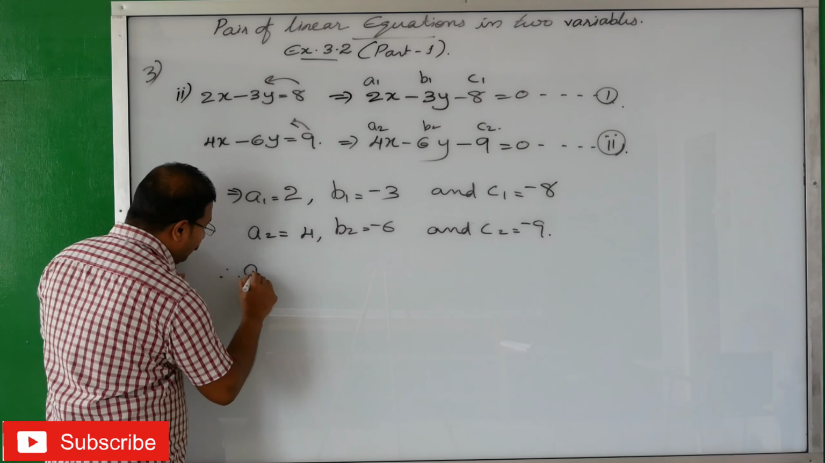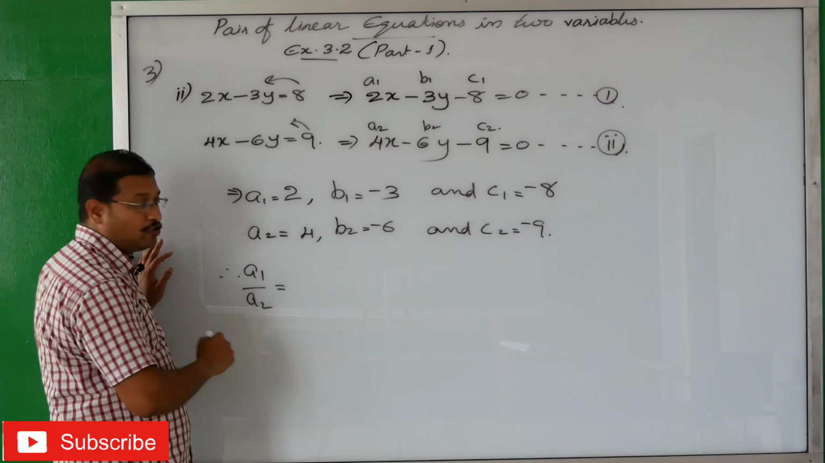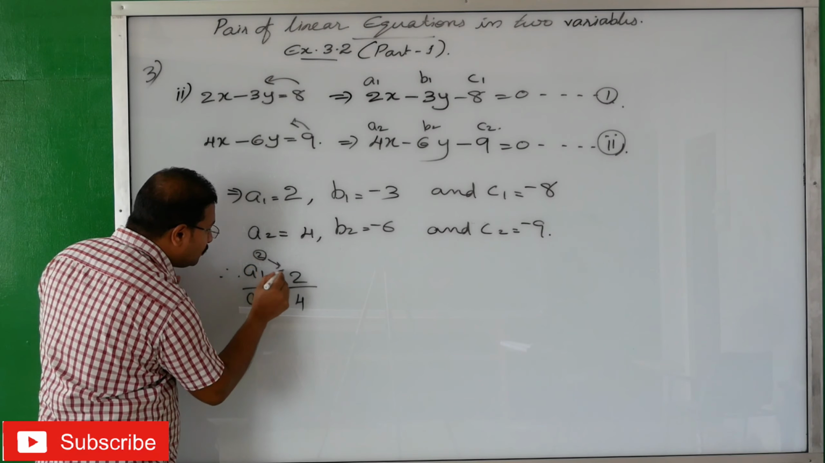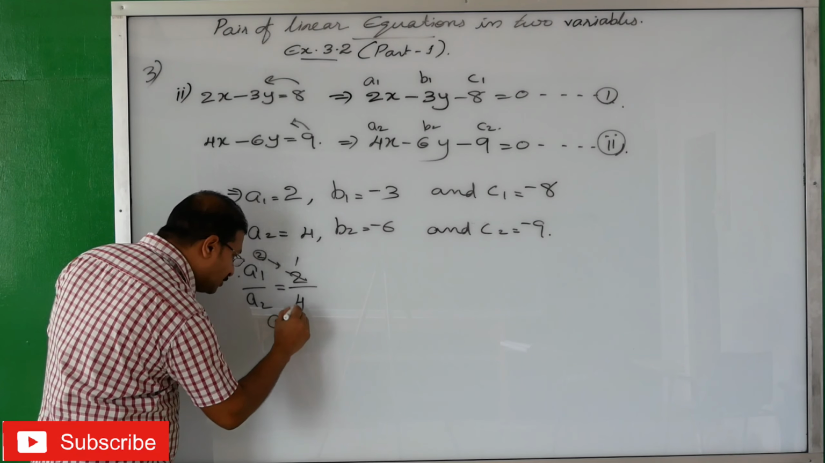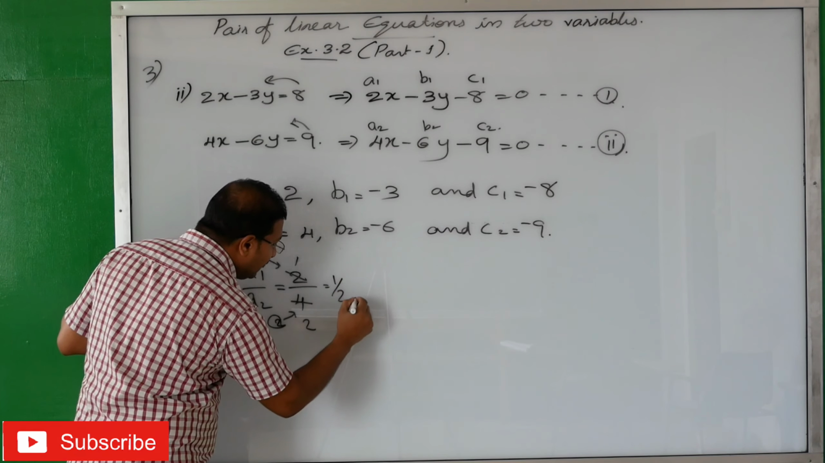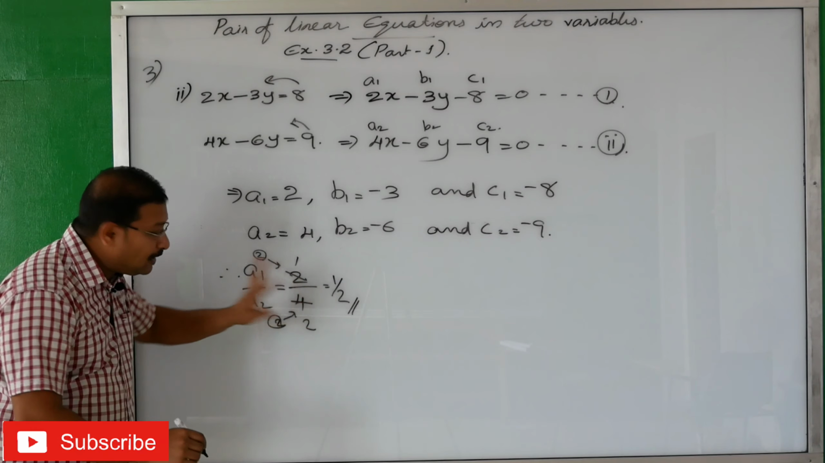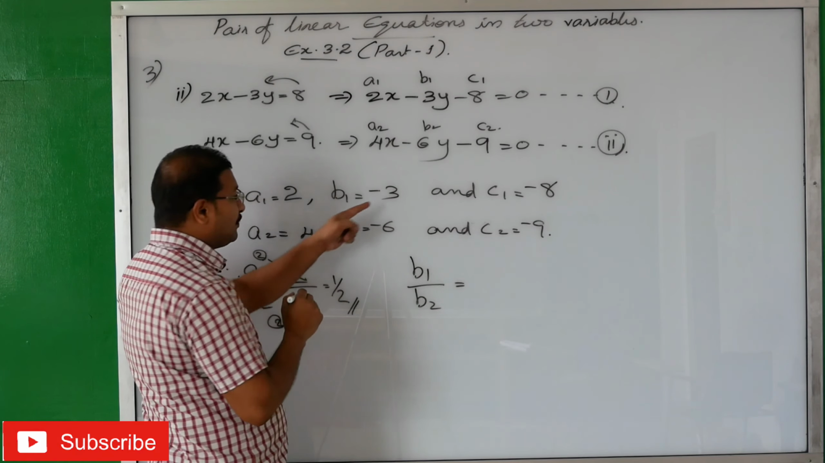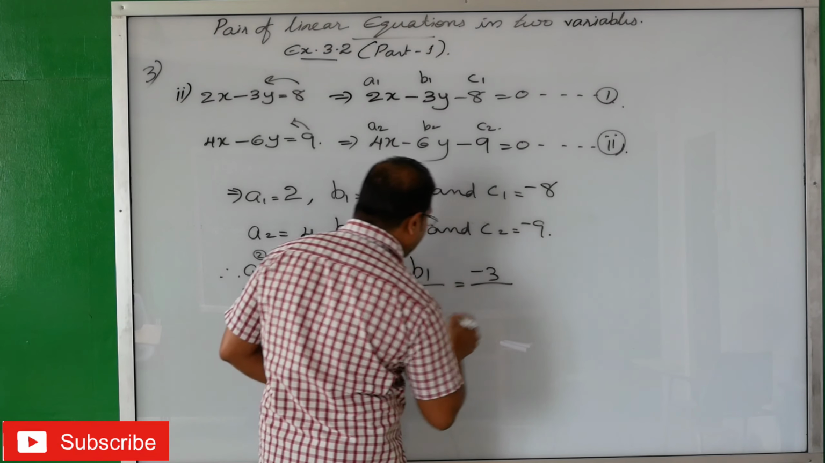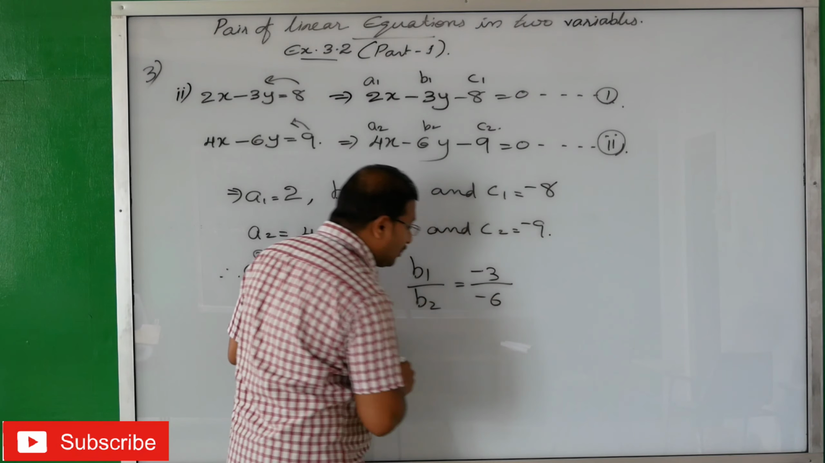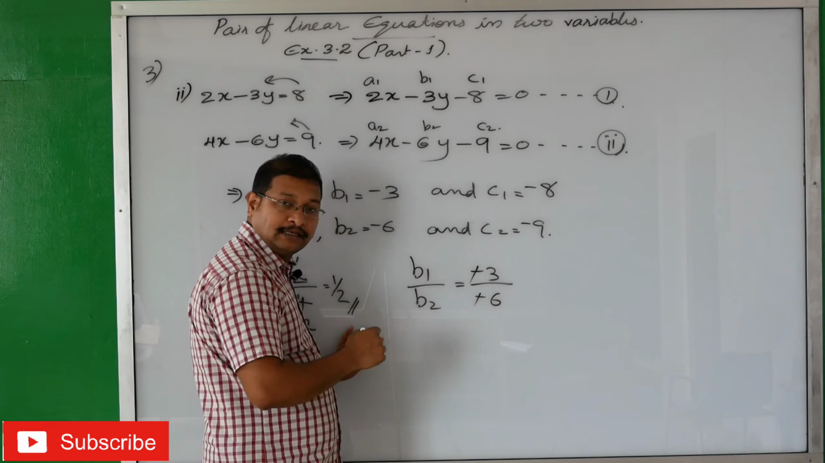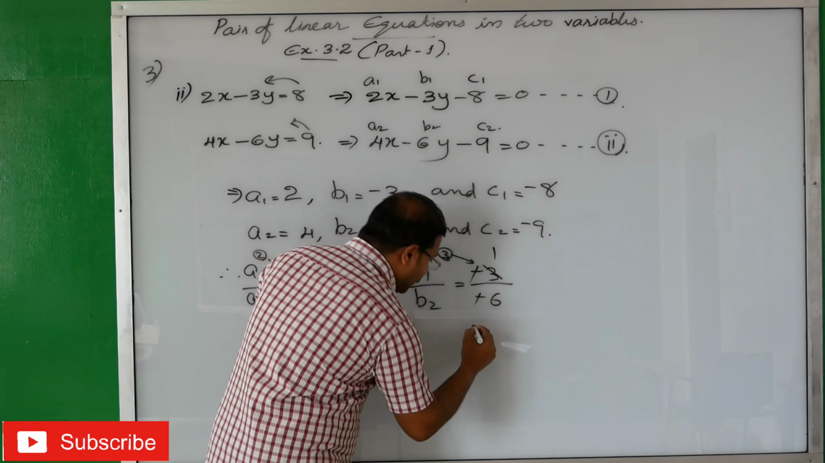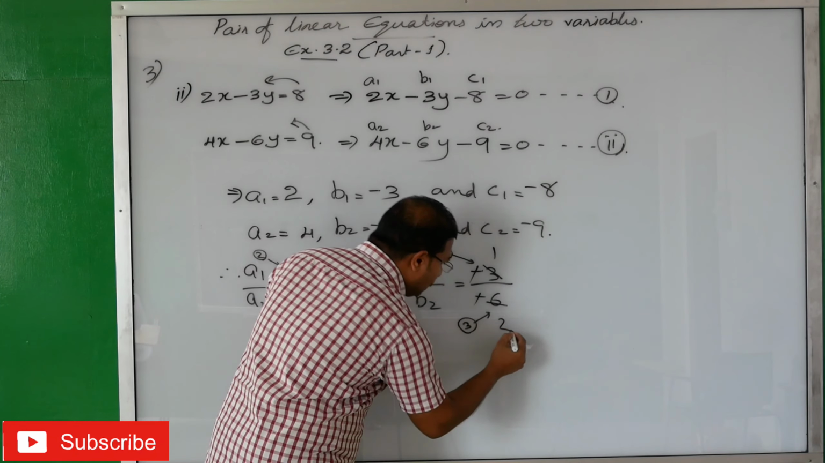First what will you do? Therefore A1 by A2 equals 2 by 4. We can cancel by 2. 2 ones are 2, 2 twos are 4. So we got A1 by A2 equals 1 by 2. Now we'll see B1 by B2 equals, what is the value of B1? Minus 3 divided by B2, minus 6. Numerator and denominator, you can directly cancel the minus. After that, cancel by 3. 3 ones are 3, 3 twos are 6.